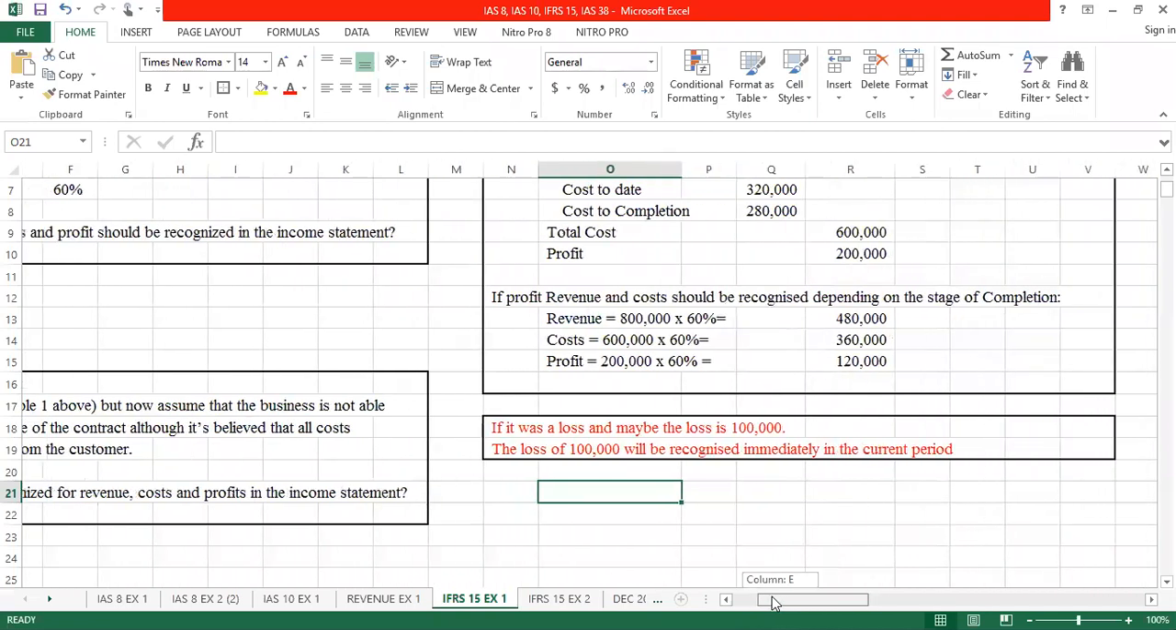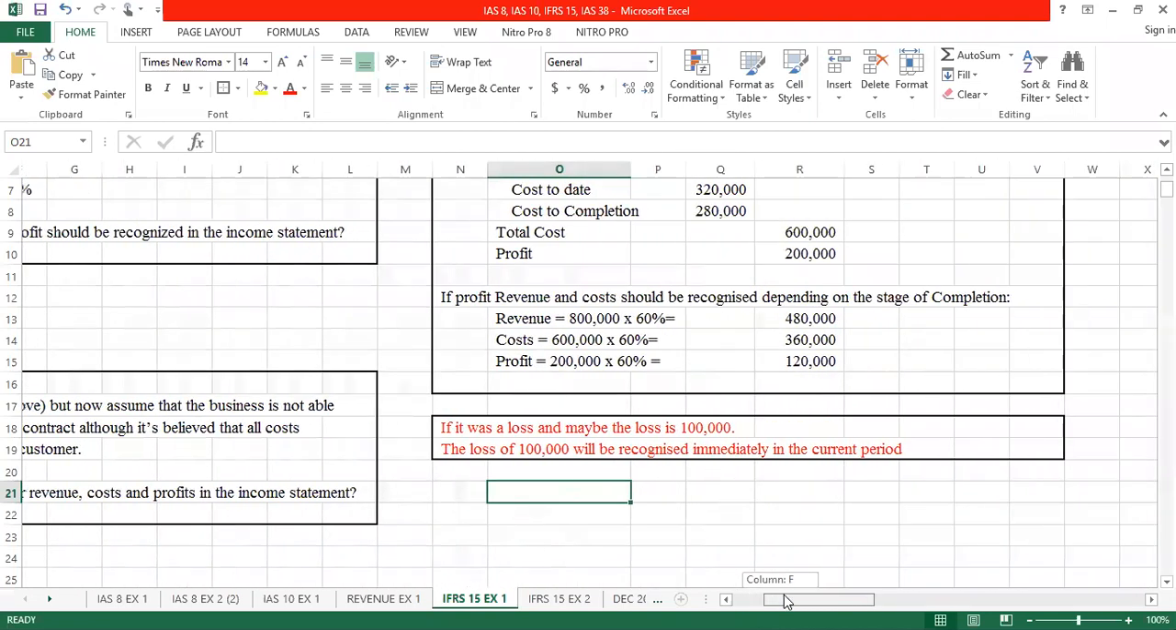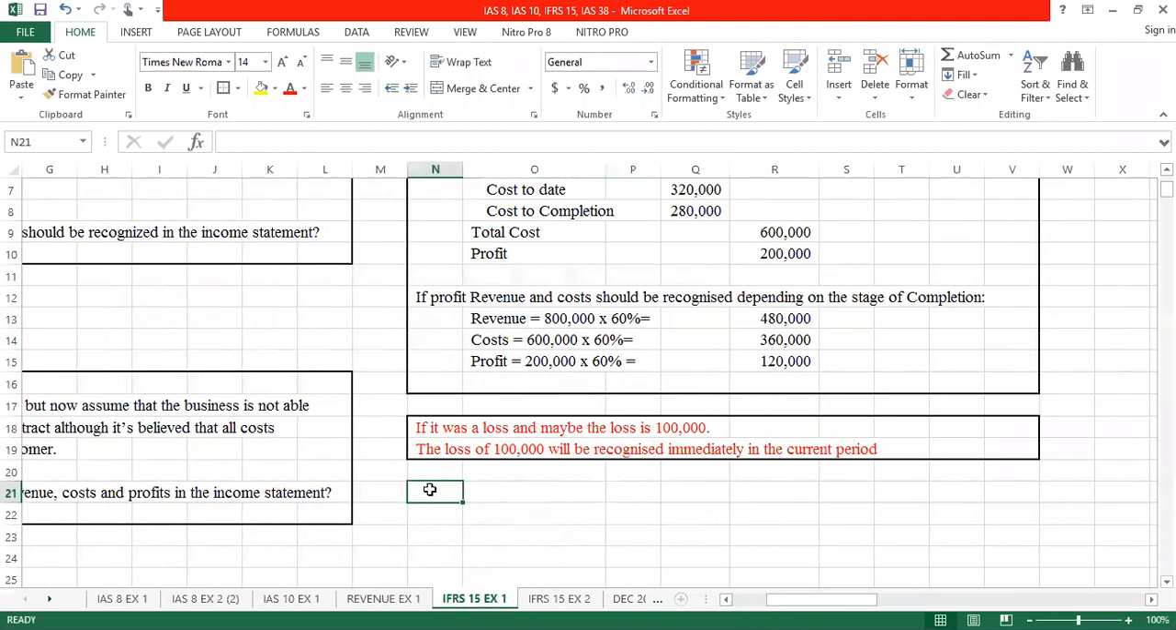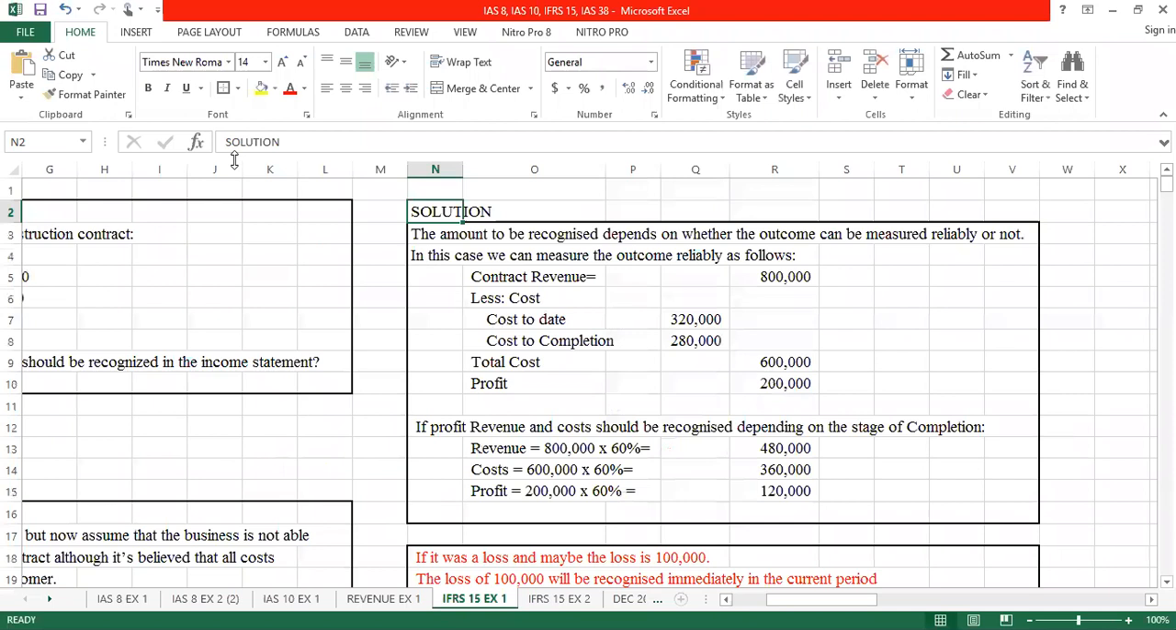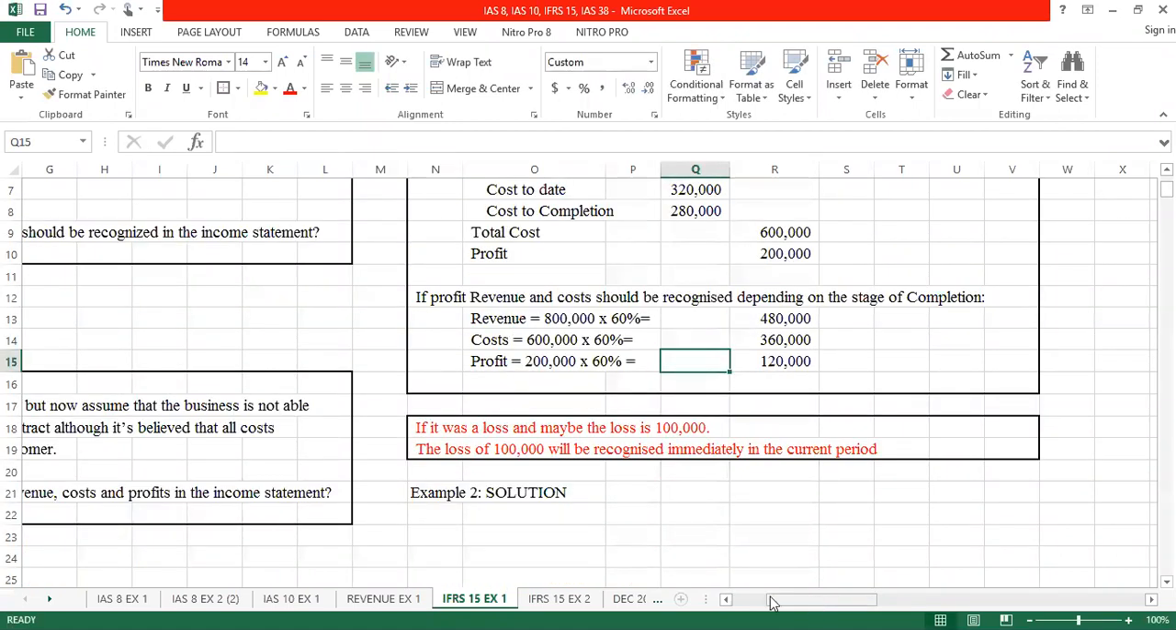So what about if we are not sure of the outcome? Now example 2. Example 2, solution, is now where we are not sure. This is example 1, solution. So I'm just going step by step. What is example 2 solution? Read through this example 2.